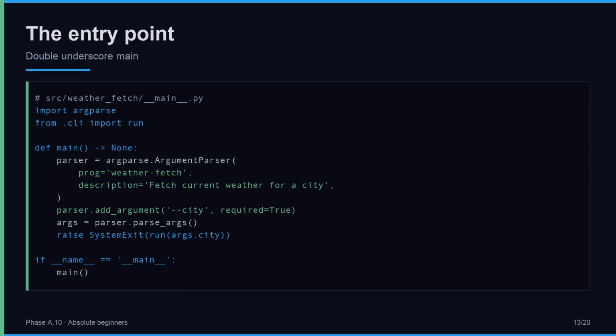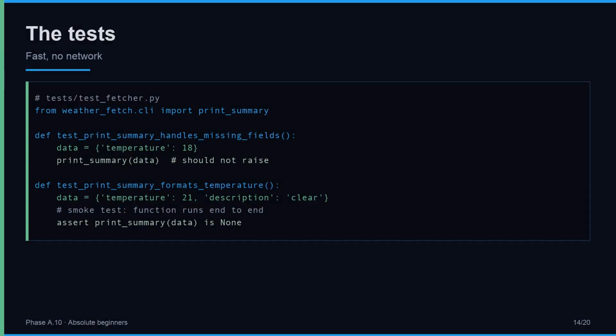The __main__ file is what python -m calls. It builds an argument parser, declares a city argument as required, parses the command line, and calls run with the city name. The result is wrapped in raise SystemExit, which turns the return code into the program's exit code. This file is tiny on purpose. It only knows how to read arguments and hand them to the rest of the package. All the real work lives in the other modules. Tiny on purpose.